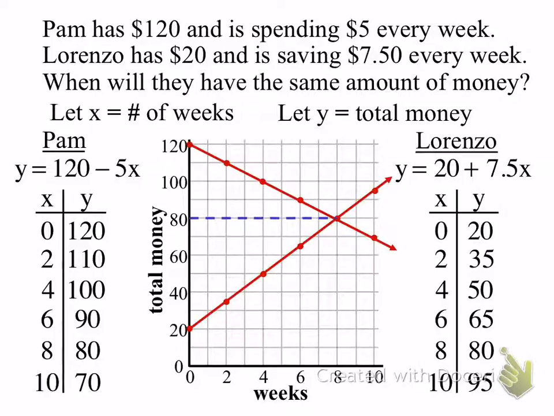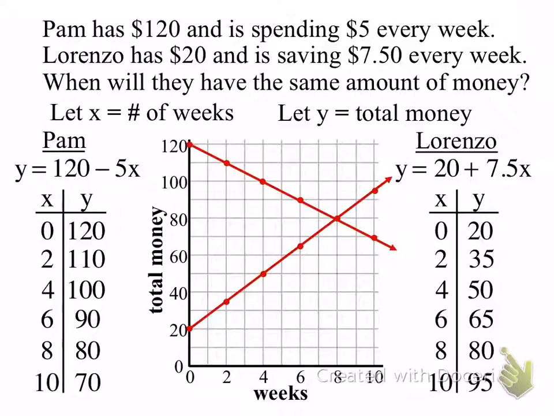Am I done? No. Why? You have to go and find where they intersect. Okay, and where do they intersect? That is 8, 80. What does that mean in the story? It would be 8 weeks and $80.